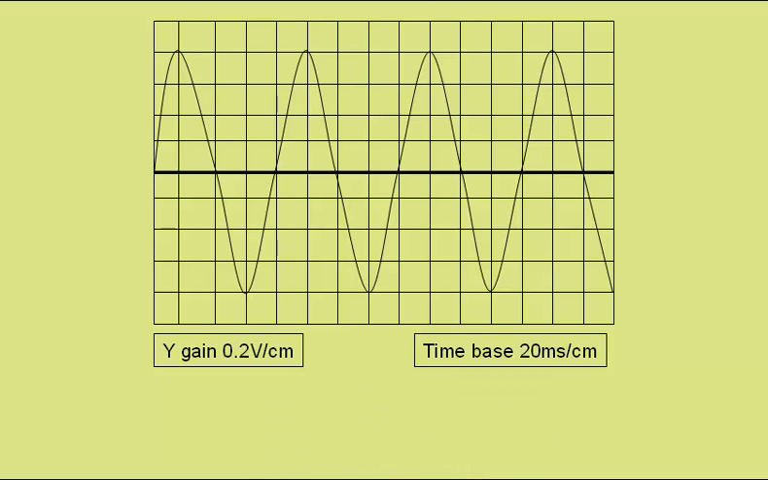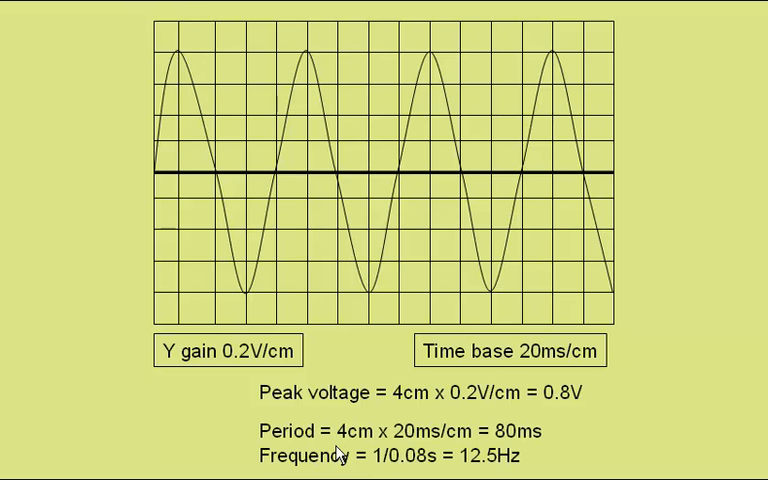A new supply and different settings. So now we have a Y gain of 0.2 volts per centimeter, and a peak voltage going 1, 2, 3, 4 centimeters up. So the peak voltage is 4 centimeters at 0.2 volts per centimeter, giving a peak voltage of 0.8 volts. Time base at 20 milliseconds per centimeter, and a time period of 1, 2, 3, 4 centimeters. So the time period is 4 centimeters at 20 milliseconds per centimeter, or 80 milliseconds. The frequency 1 over 80 milliseconds, or 0.08 seconds, giving a frequency of 12.5 Hertz.